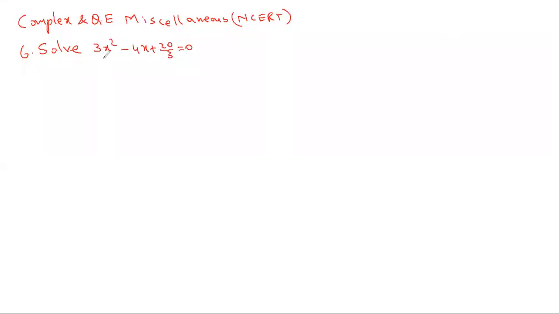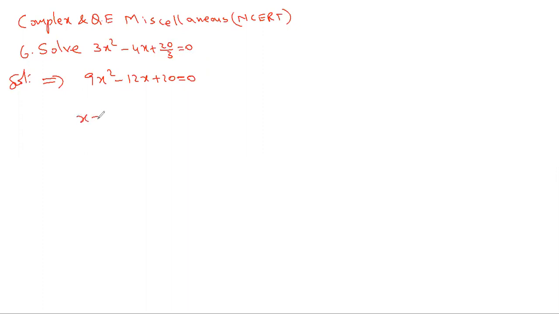Before using the formula, when you have a chance of avoiding the fractions, we can do that. That means multiply with 3 throughout. So 9x square minus 12x plus 20 equal to 0. It is not compulsory that you need to multiply with 3. You can deal with these fractions also, but when we have a chance of avoiding the fractions, why not?